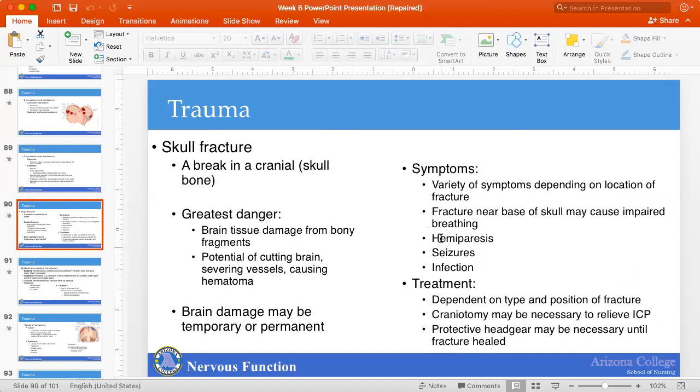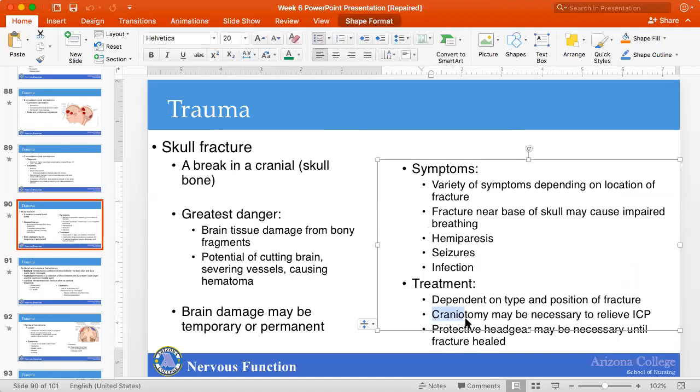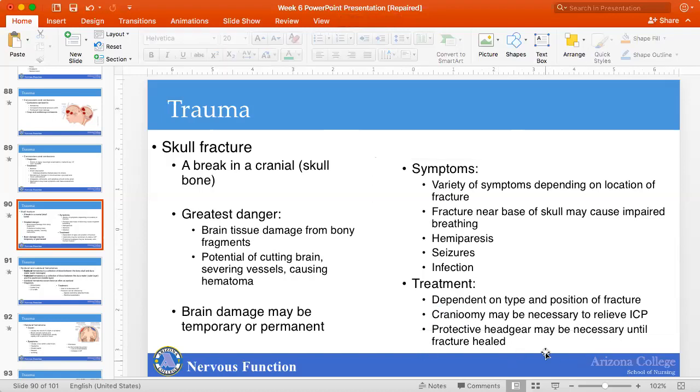So symptoms could be just any damage of the brain, depending on what part of the brain is damaged. Treatment, depending on the type and position of the fracture, craniotomy may be necessary to relieve intracranial pressure. So if there's extreme swelling of the brain, there is the potential a surgeon may have to go in and remove part of the brain, not part of the brain, the skull, and allow for the intracranial pressure to not be so much that there's increased damage. And then protective headgear may be necessary until the fracture is healed.